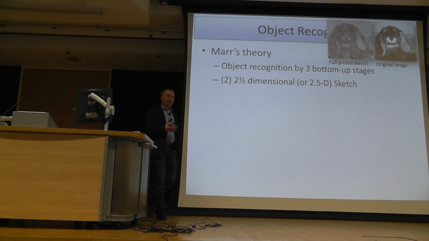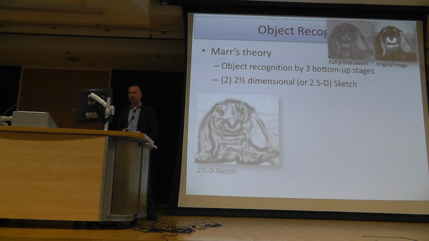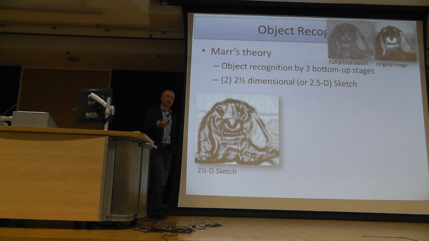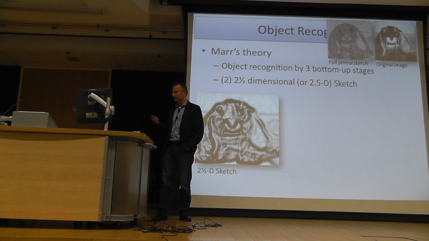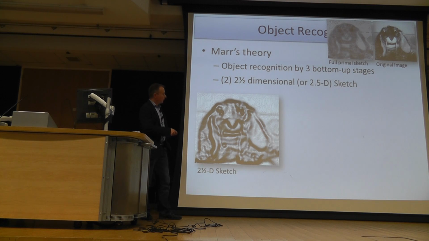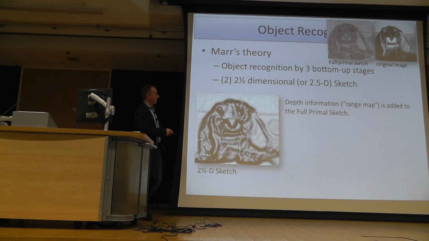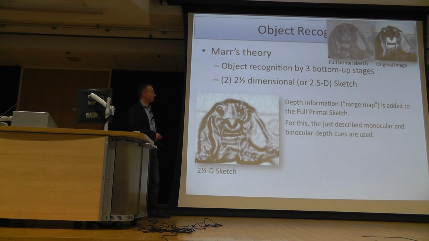The next step is what he called a 2.5 dimensional sketch. So we now introduce some information about depth. For each, he calls this a range map, which is added to the full primal sketch. And we use for that all the cues we have just described, the monocular and the binocular depth cues.